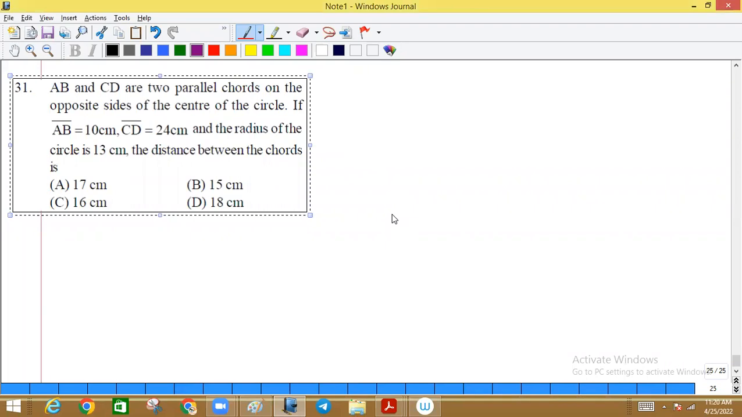AB and CD are two parallel chords. See, when a two parallel chords question comes, it always has something to do with the Pythagoras rule. AB and CD are two parallel chords on the opposite sides of the center of the circle. If AB is equal to 10 centimeters, CD is equal to 24 centimeters, then the radius of the circle is 13. The distance between the two chords.